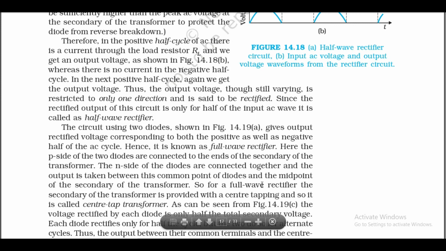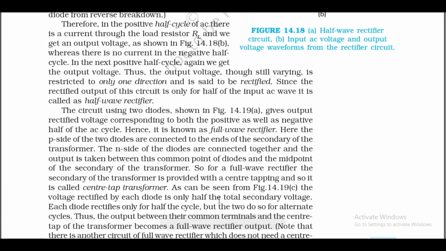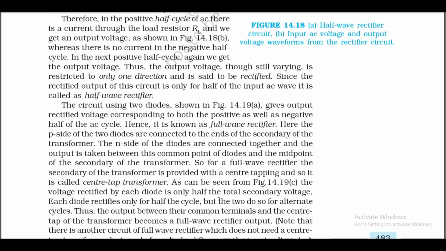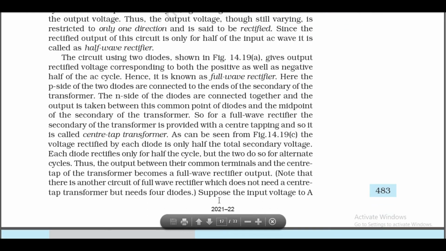So, for a full wave rectifier, the secondary of the transformer is provided with a center tapping, and so it is called a center tap transformer. As can be seen from figure 14.19c, the voltage rectified by each diode is only half the total secondary voltage. Each diode rectifies only half of the cycle, but the two do so for alternate cycles. Thus, the output between their common terminals and the center tap of the transformer becomes a full wave rectifier output.